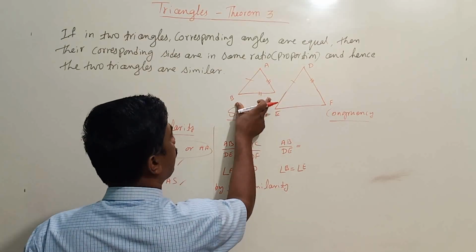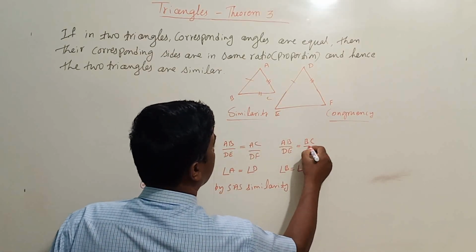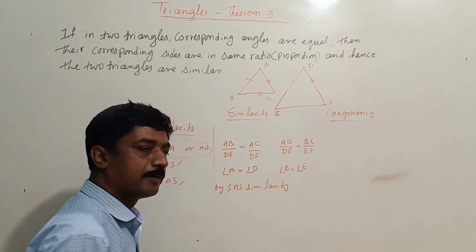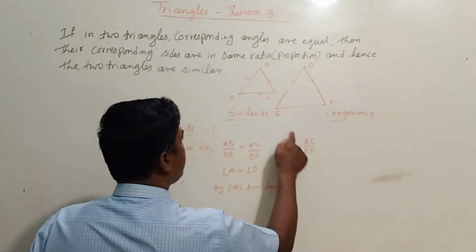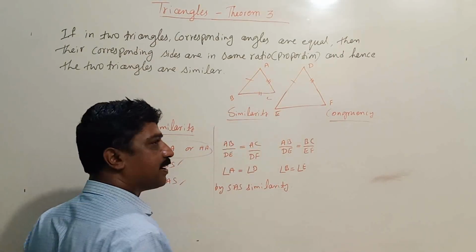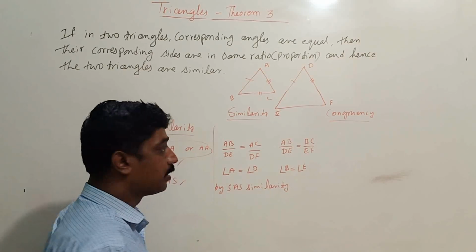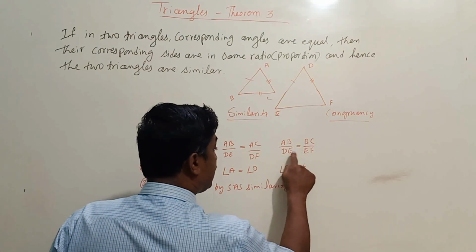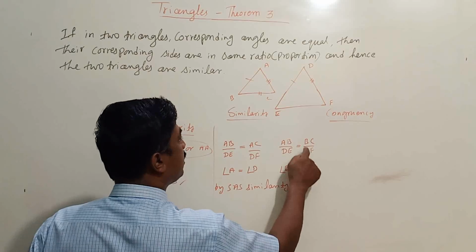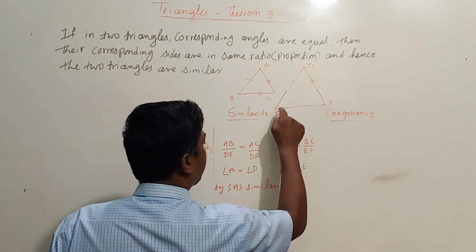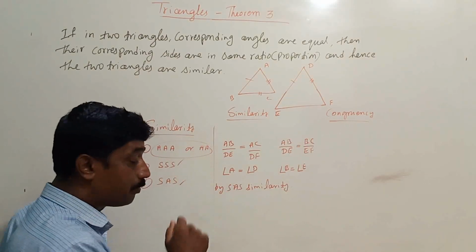AB by DE is equal to BC by EF. Look, AB and BC include this angle B. And DE and EF include angle E. This is how you need to take.